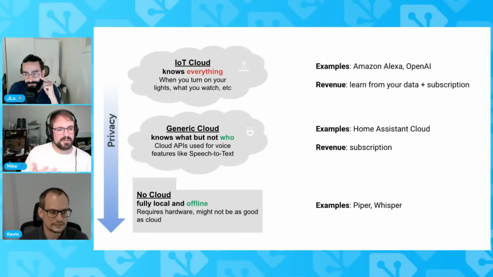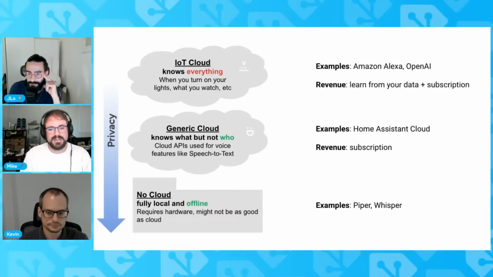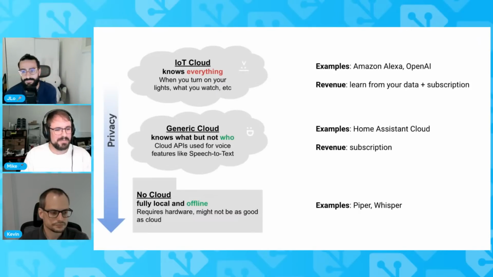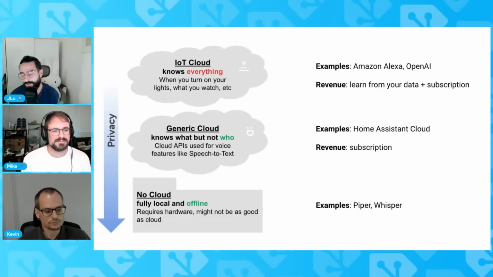And then lastly, you of course always have the option of going no cloud, fully local, offline. This often requires better hardware than something like a Raspberry Pi 4, but it's available and anyone can do this if they get time and money. Examples of that would be the Piper and Whisper services that we talked about. So, yeah, I think it's important to mention that because you will see that we are going to talk about AI, even if it's not the main subject of the stream.